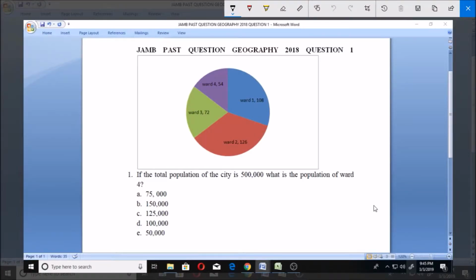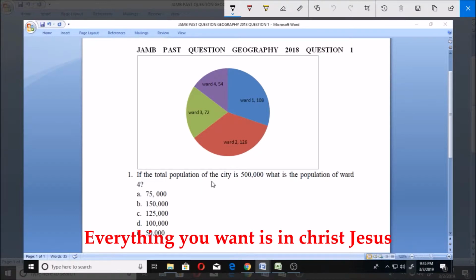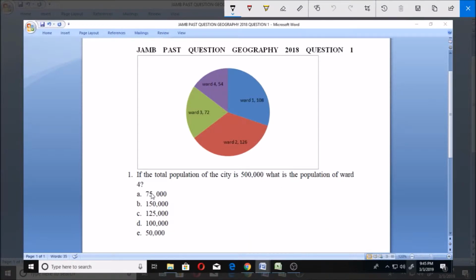Yes, welcome. Let's look at this JAMB past question for Geography 2018. Question number 1. Now we're going to use this sketch to solve for question 1 and 2. For number 1, if the total population of the city is 500,000, what is the population of Ward 4?